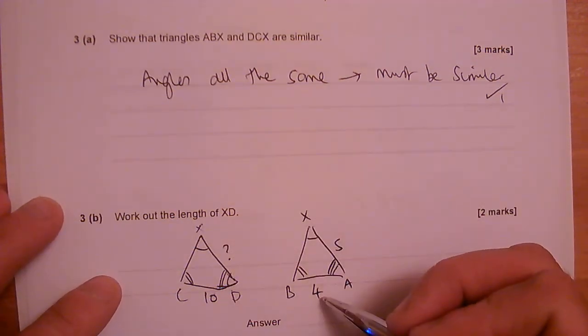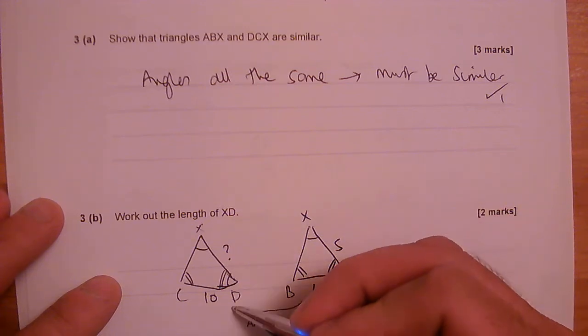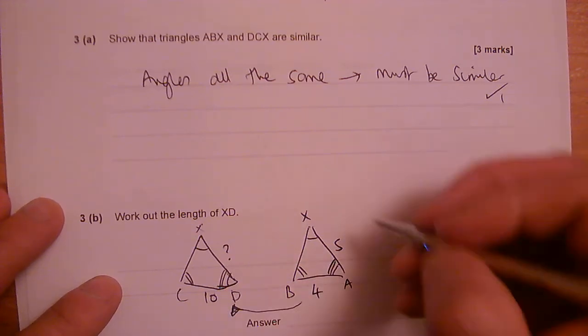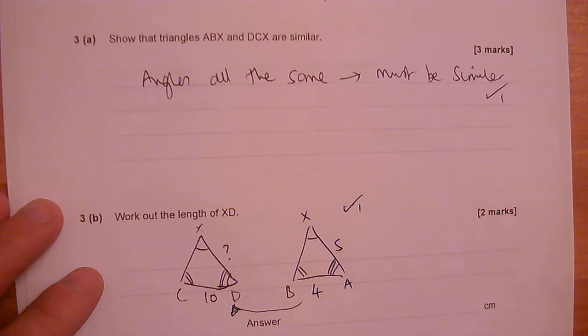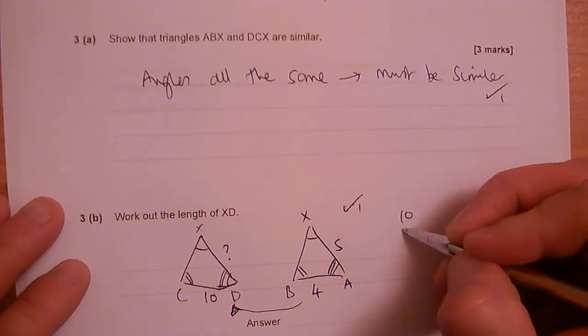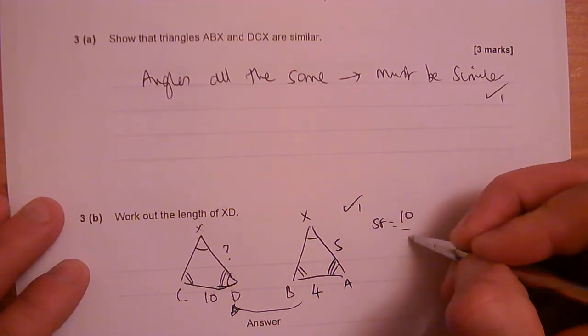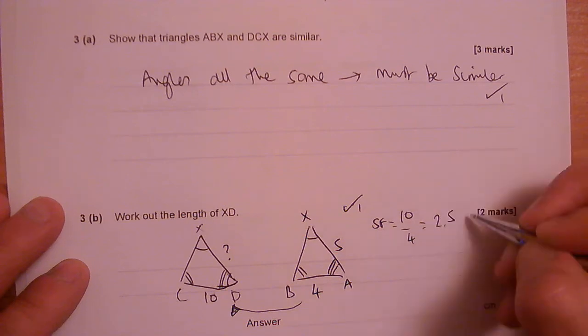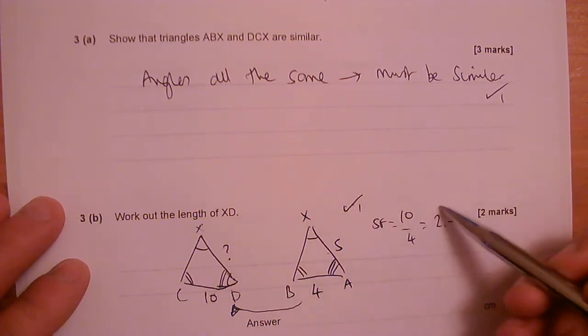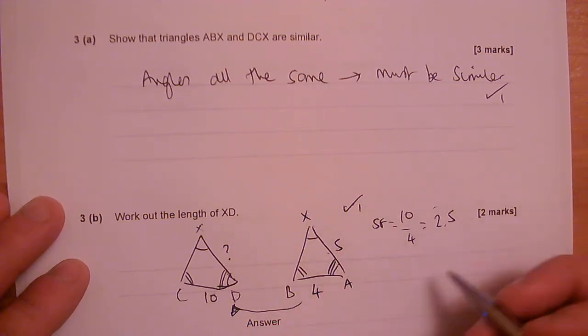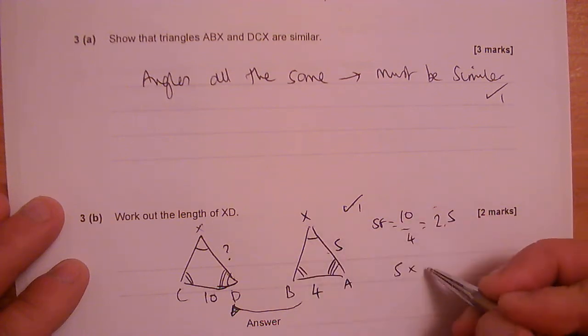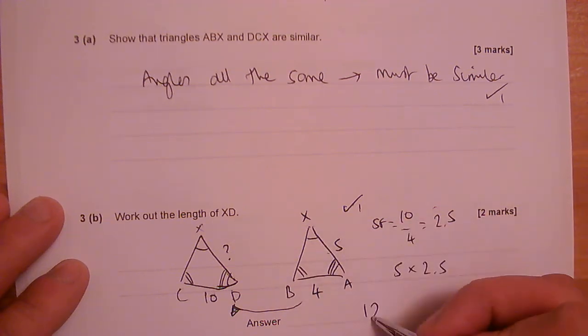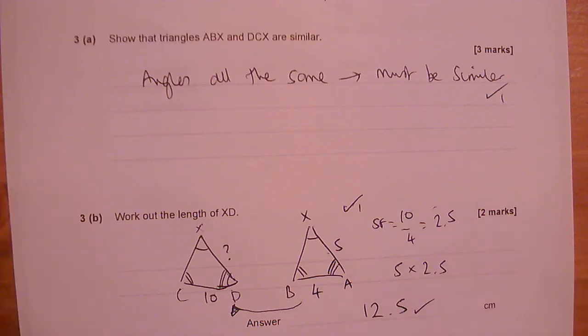So I need to work out what my scale factor is going this way. So you're getting 1 mark for having these pictures or for getting your scale factor. Well, my scale factor is 10 divided by 4, so it's 2.5. So your 1 mark is either for your picture or that 2.5. So I've got to do 5 times by 2.5 to give me the side I need, 12.5 centimetres.